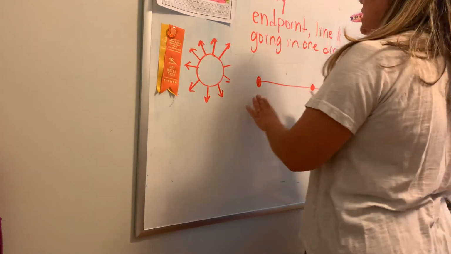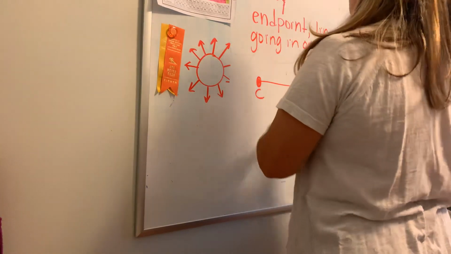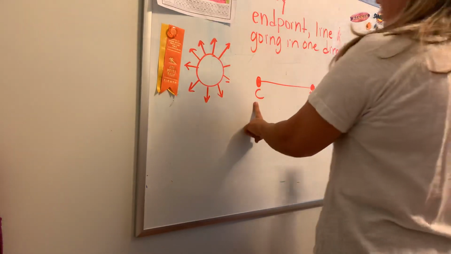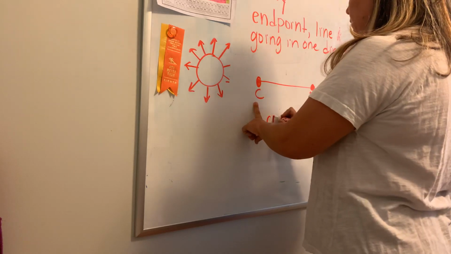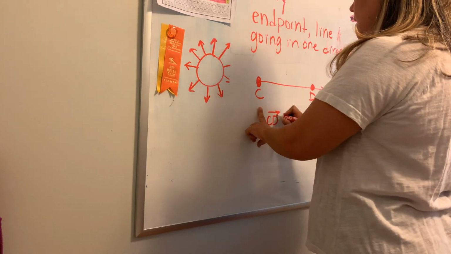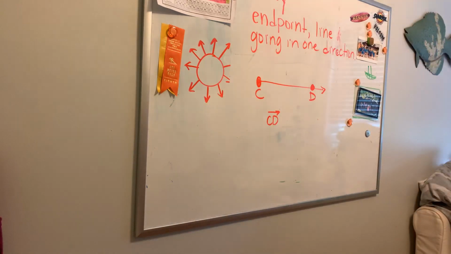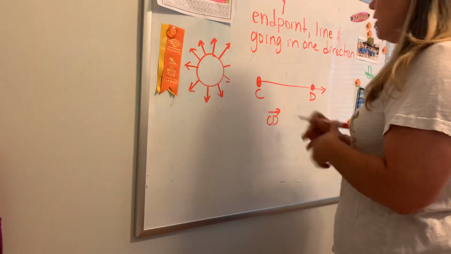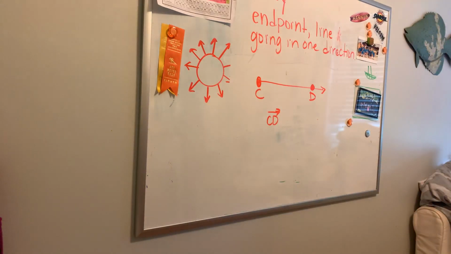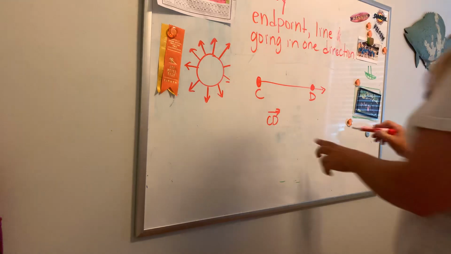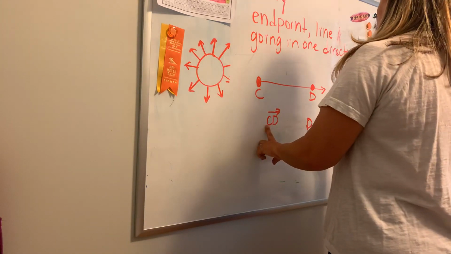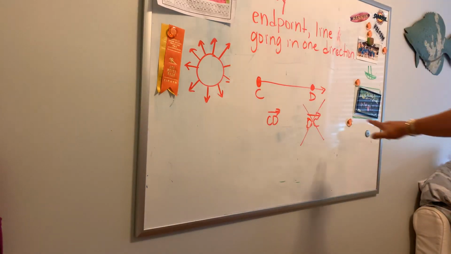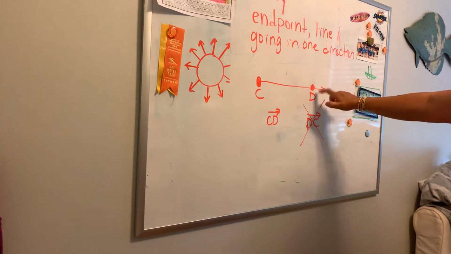So if I have this ray, and let's say it has a C and a D on it. So we start with the endpoint. So I would write CD, and see how the arrow is pointing in the direction of D? So my arrow, when I'm naming it, also has to be going in the direction of D. So this would not be correct. Like let's say you called it DC. That is not correct because this one has the arrow going above C and it does not have it up here.